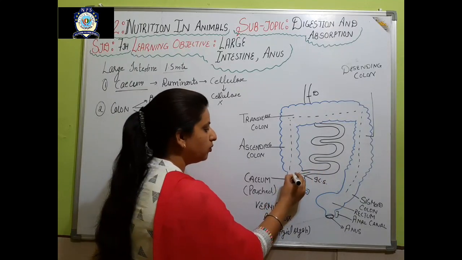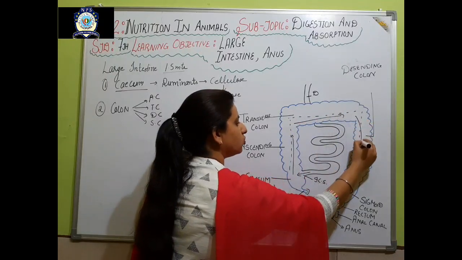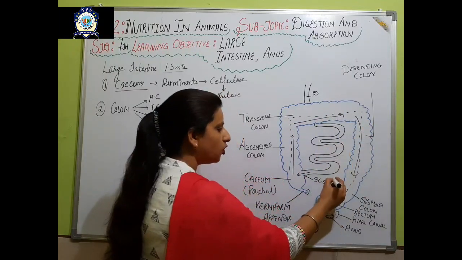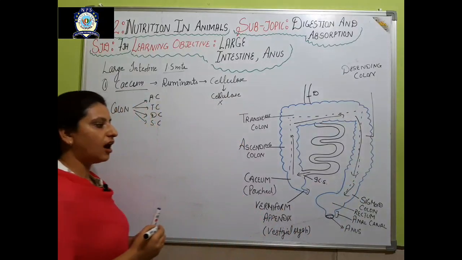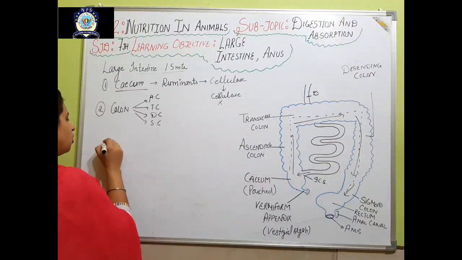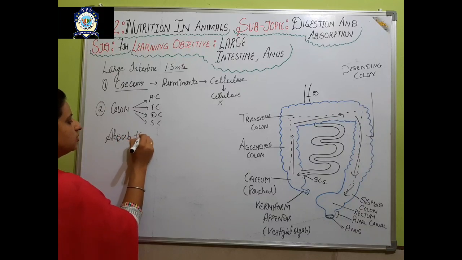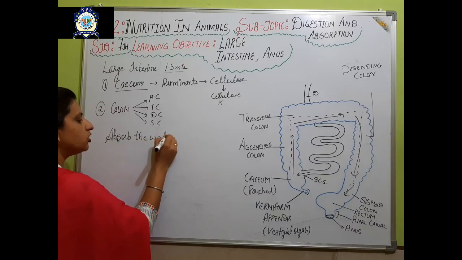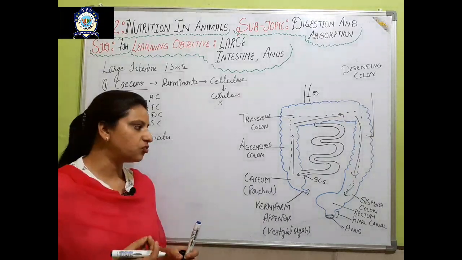Okay, now food will move from this direction to the transverse colon and then again to the descending limb of the colon, and then it is stored in the sigmoid colon. So the main function of the large intestine is to absorb the water, and also it absorbs such kinds of nutrients which were not absorbed in the small intestine.